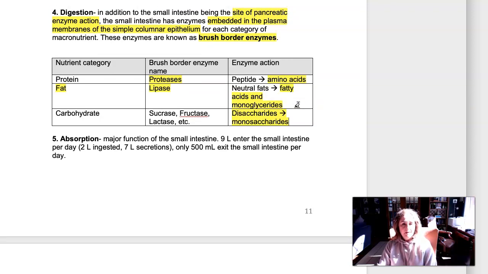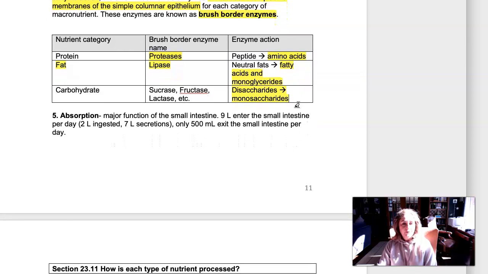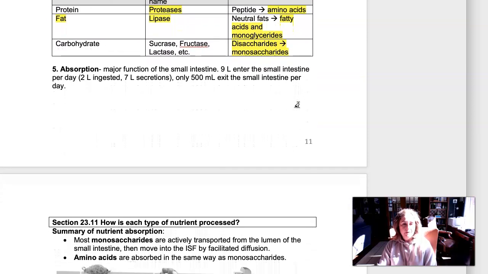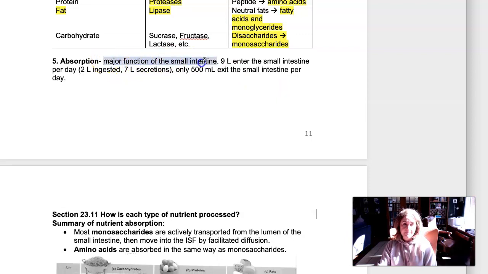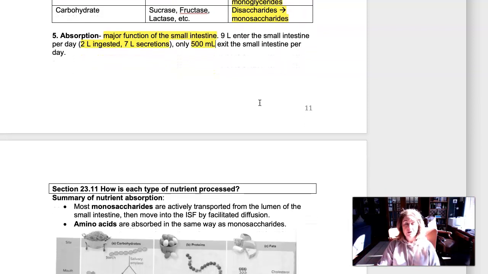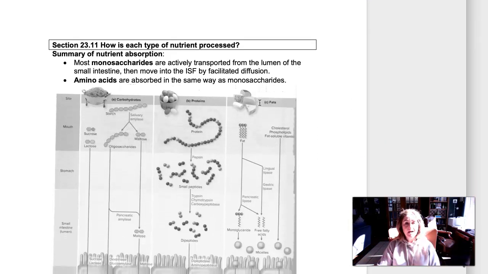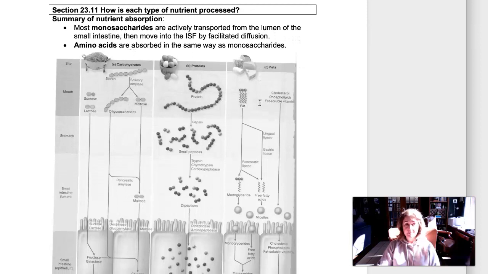And that is digestion. So as far as absorption goes, that's the major function, like we said, of the whole system, I would say, and definitely of the small intestine. So 9 liters of food and secretions enter the small intestine per day on average, but only half a liter will exit. So that speaks to the amount of absorption that is occurring in the small intestine. So really what we care about is how the nutrients are being absorbed.